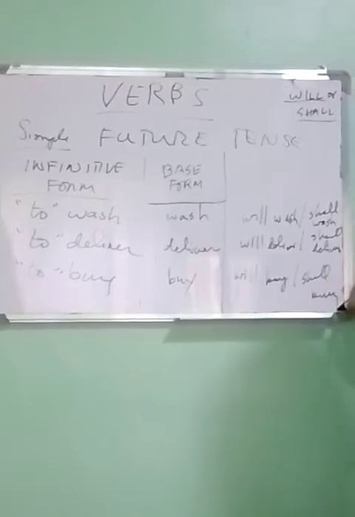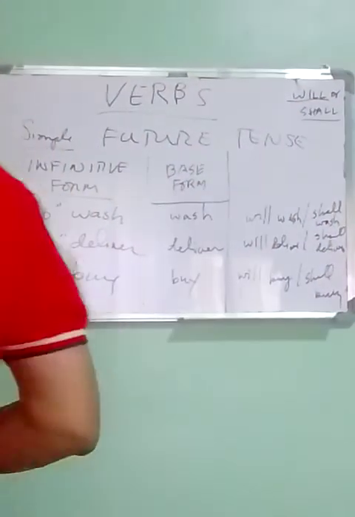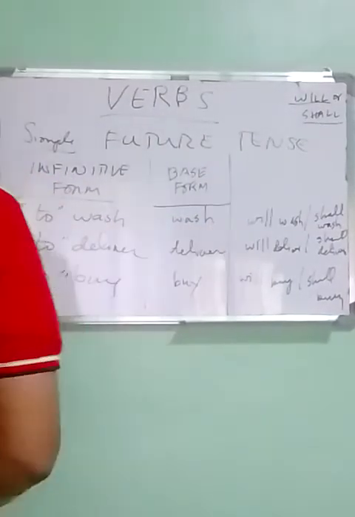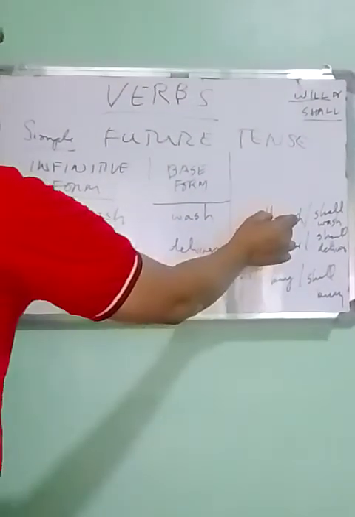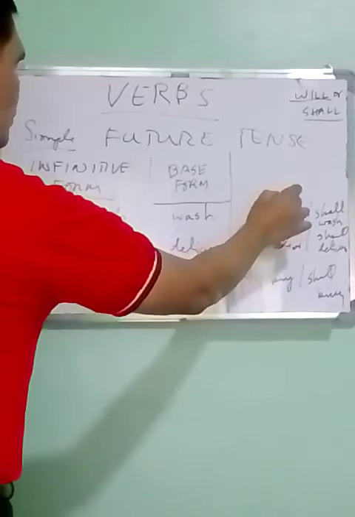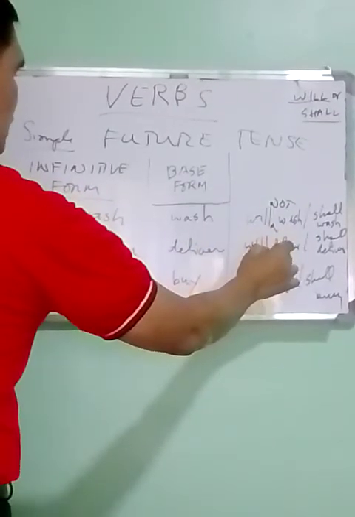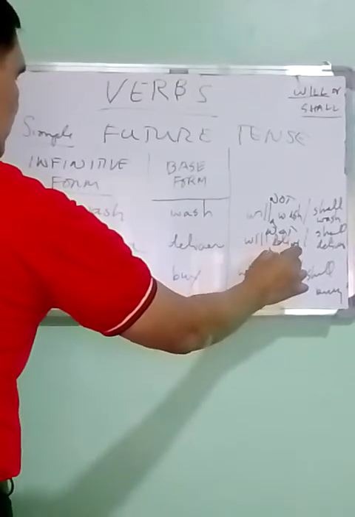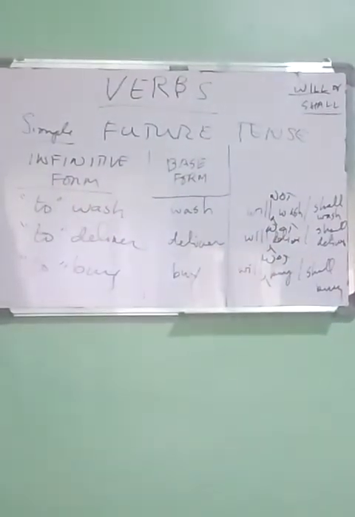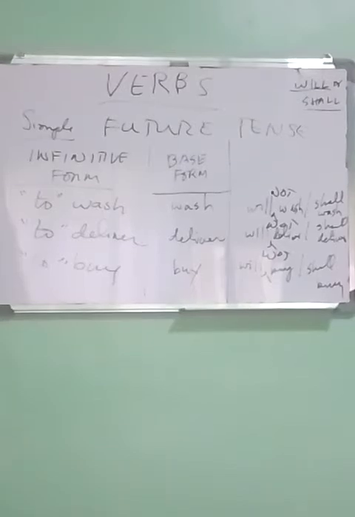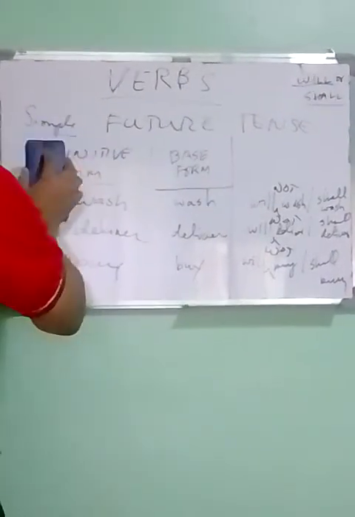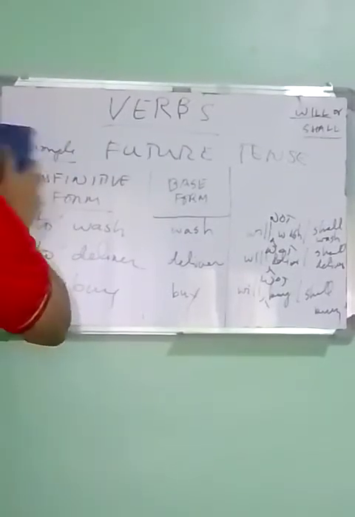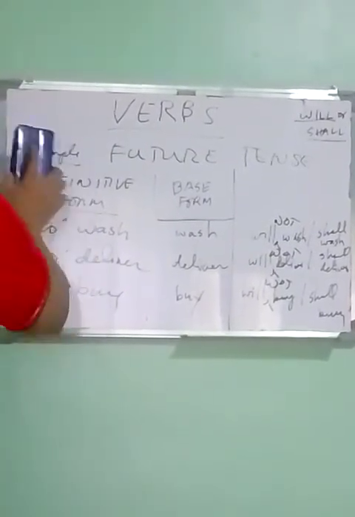Now the negative form of this, how do you form the negative? Well, you just have to put a not there: will not wash, will not deliver, and so on and so forth. That is as easy as just putting the word not after the will. Okay? So may I erase this now?